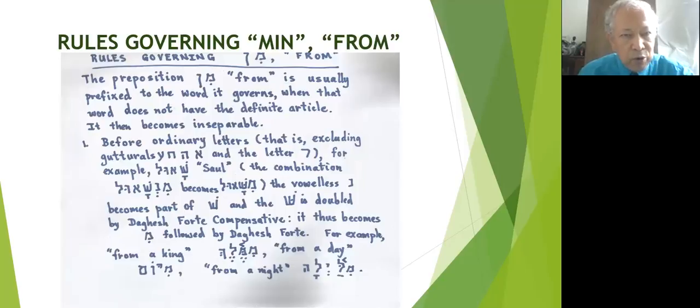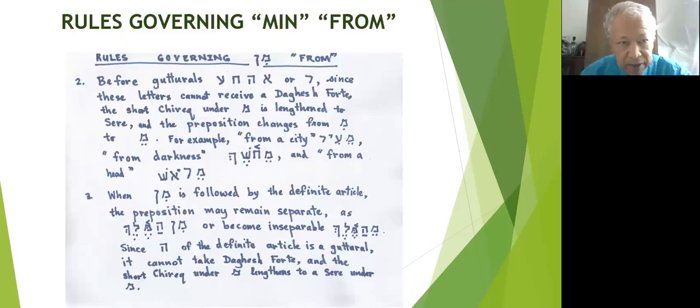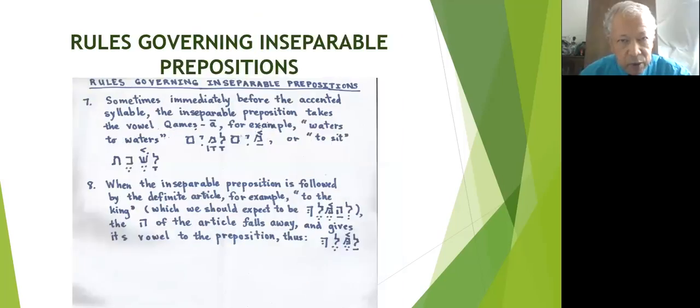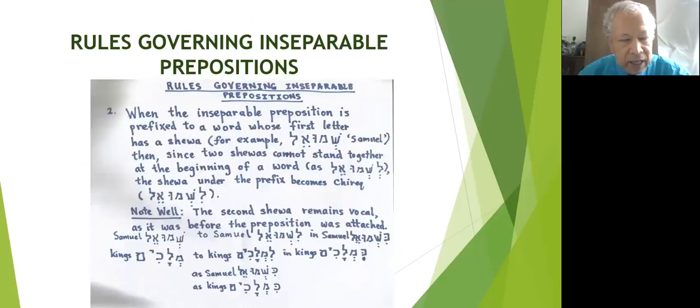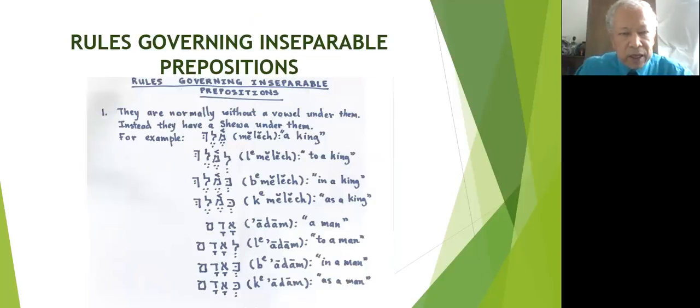Then we will look at the rules governing min, which is another preposition meaning from, but it is not an inseparable preposition. So I'm dealing with it separately from the inseparable prepositions le, be, and ke. So we look at rules governing min, and that will be the lesson. I'm going to review briefly the inseparable prepositions at the beginning of next week's lesson and finish the lesson. The week after next week, I think you will be ready to do a test on this lesson.